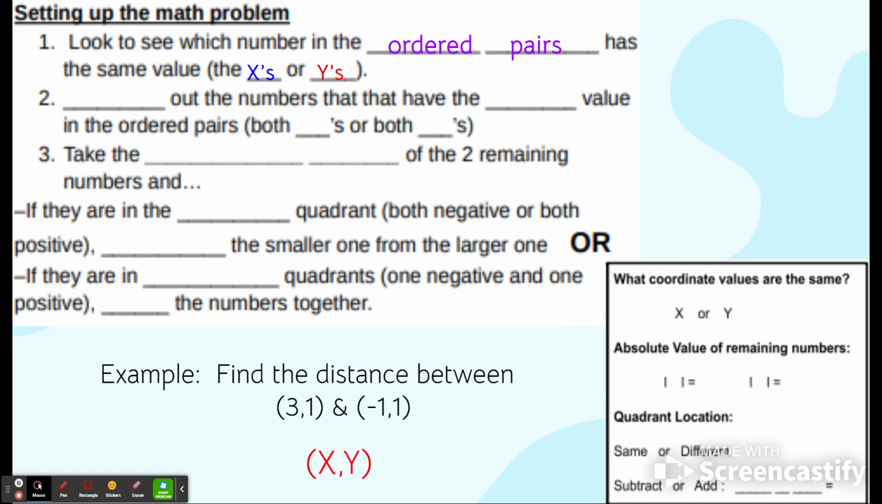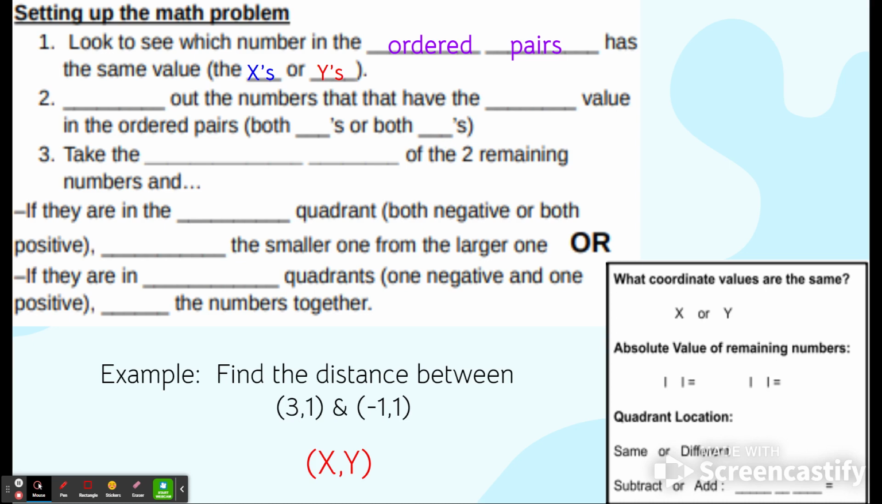Okay, so yes, hopefully you said the y values are the same, because 3 and -1 are not the same. That's the x value. But 1 and 1 are the same, and that's our y value. So now that we know which numbers are the same, and there's always going to be one the same for you guys right now because we're only going vertical or horizontal.